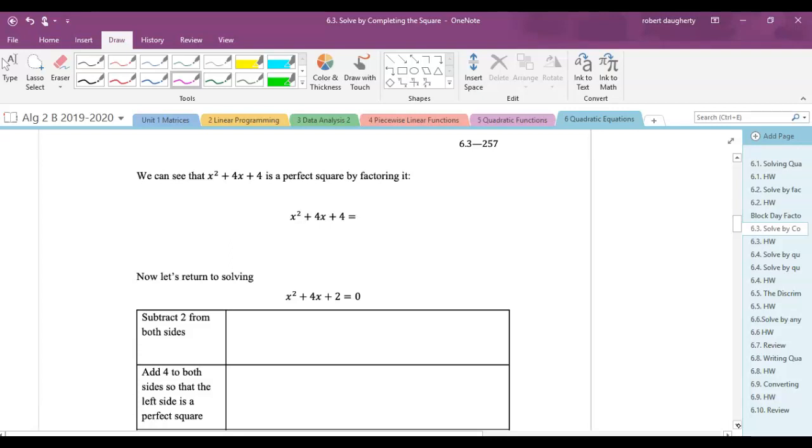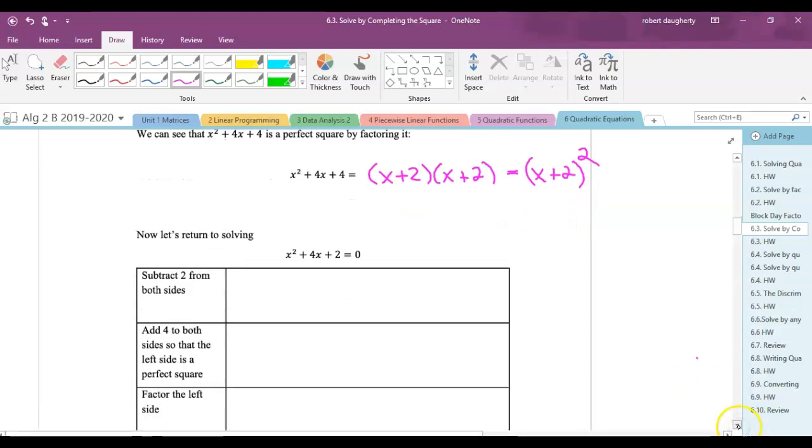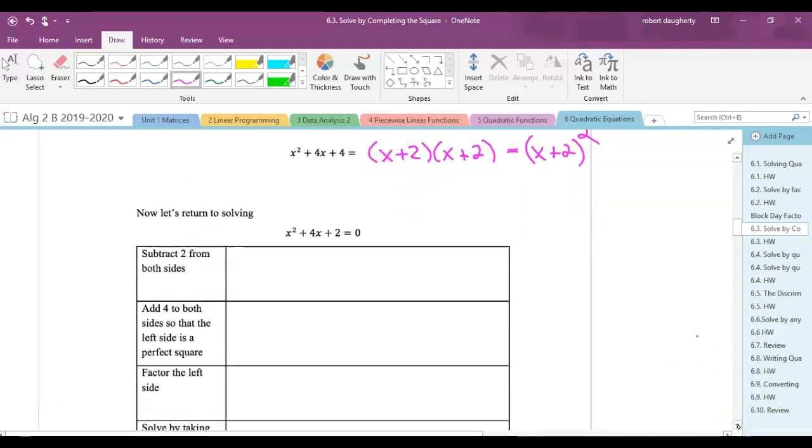Okay? So we can see that this is what we just did. x squared plus 4x plus 4. We got to this being x plus 2 times x plus 2, which is x plus 2 squared. So we can see that that is a perfect square. So if I can transform something into being a perfect square, then I can solve by taking the square roots. Okay? So let's look at this problem. I want to solve x squared plus 4x plus 2 equals 0.